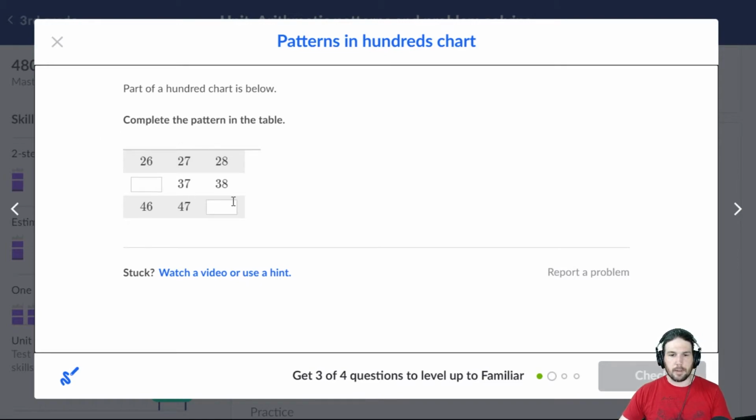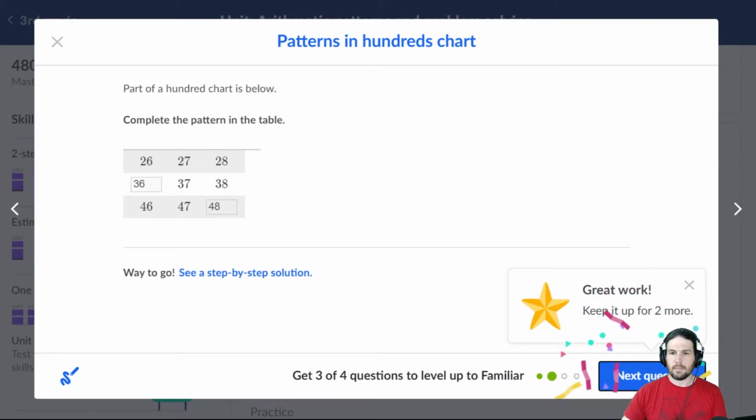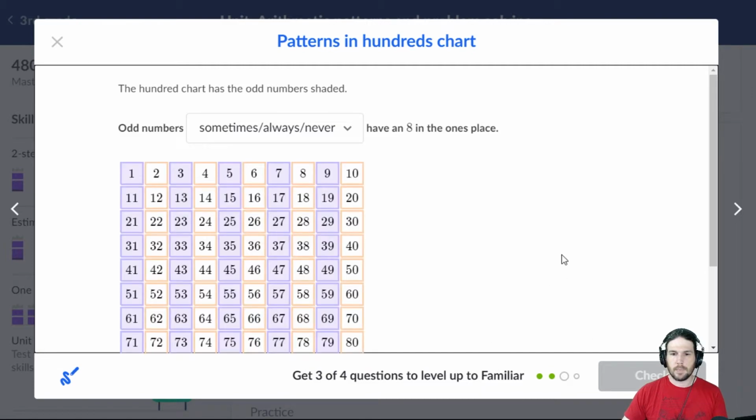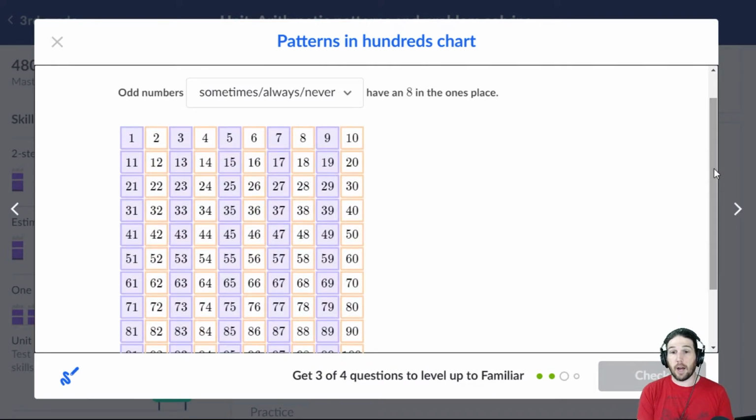Complete the pattern table. Well, it looks to me like going down, they're adding 10s. So 28, 38, that would make this 48, and that would make this 36. Not bad. Some of these are easier than others.